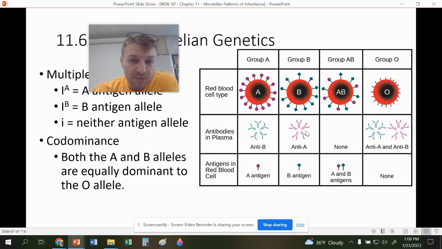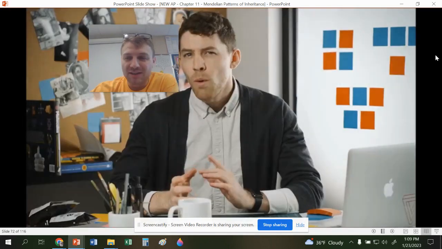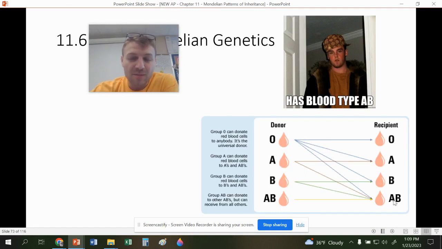Same with people with B blood. Sorry, people with B blood have A antibodies, so that A antibody is going to attack A blood. However, people with B blood don't have it. People with AB blood don't have any antibodies, so they won't react with any. People with O blood have both A and B antibodies, so they will react with all of these groups. So this is why you can receive from anybody if you're AB, but you can donate to anybody with O blood, because O blood doesn't have any antigens while AB blood doesn't have any antibodies.